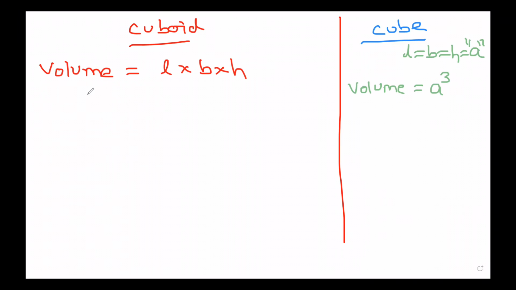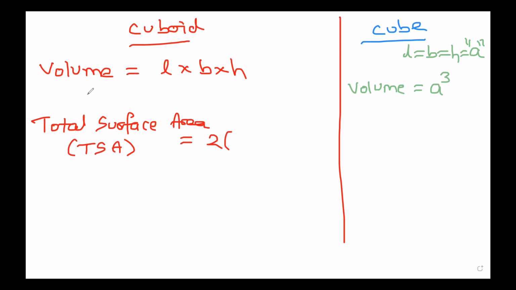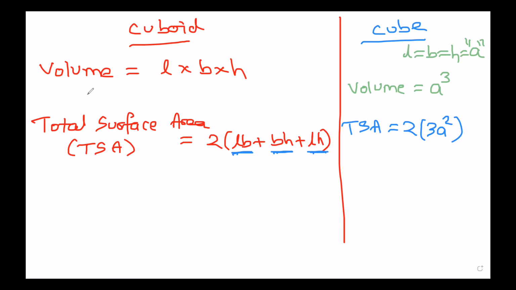Then we talk about total surface area. Total surface area, in short it is called TSA. We have written for cuboid as 2 times LB, BH and LH. And the same thing we can write for cube. This will be first A square, second A square, third A square. So 2 times 3A square, that is 6A square.